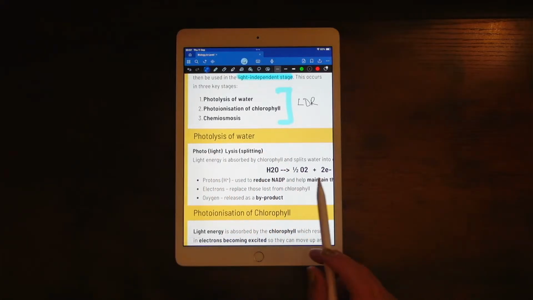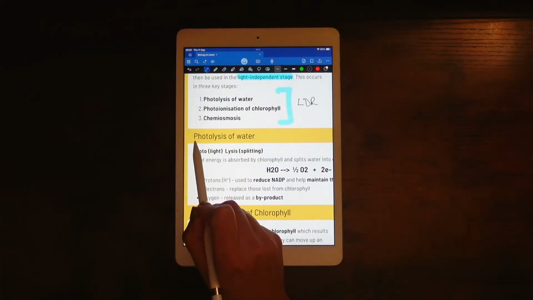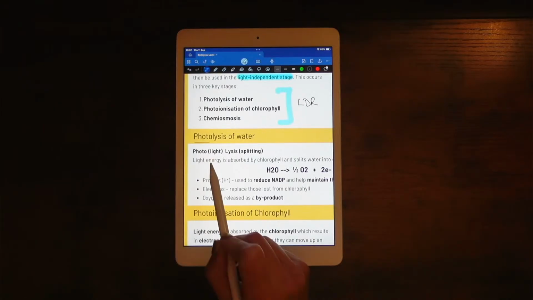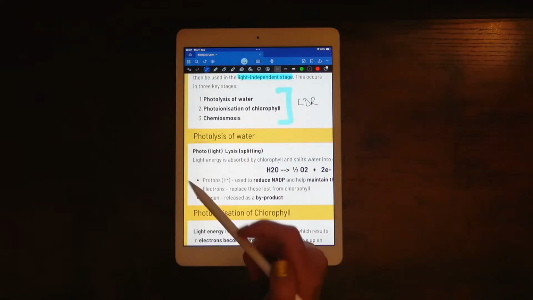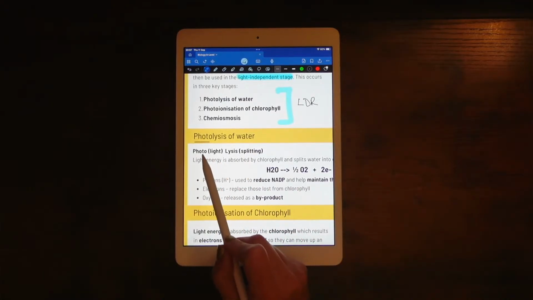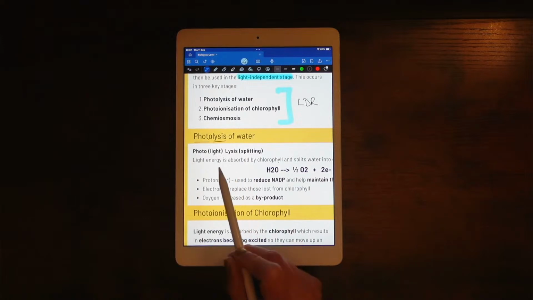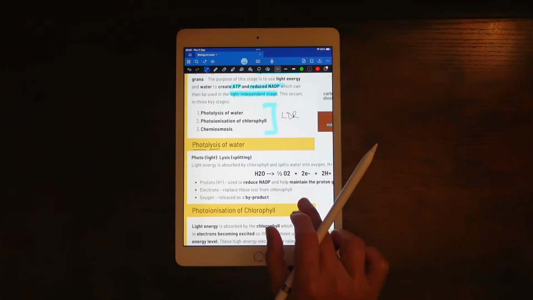The best way I think to remember this is to break down the word. Photo, as I've written here, that always means light. So photosynthesis, that is synthesizing food or glucose using light energy, specifically the photo. And here we've got photolysis. Photo always means light, lysis always means to split. So if we've got photolysis of water, that means light energy is splitting water. And that's all this stage is.